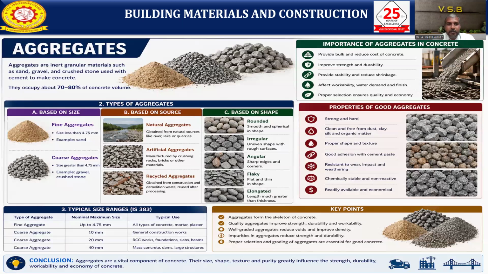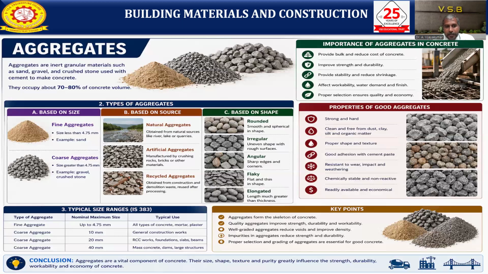Aggregates have different properties. Good quality aggregate should be strong as well as hard. It should be clean and free from dust, clay, silt, and organic matter. Proper shape and texture are required. It should bond well with the cement paste and resist wear, impact, and weathering. It should be chemically stable and non-reactive, readily available, and economical. These are the properties of good aggregate.